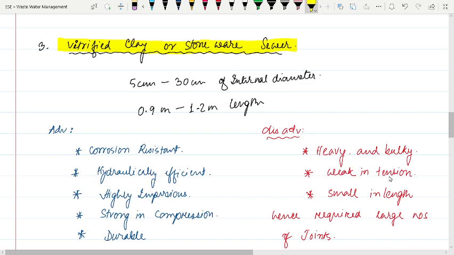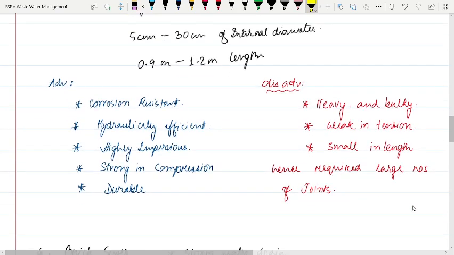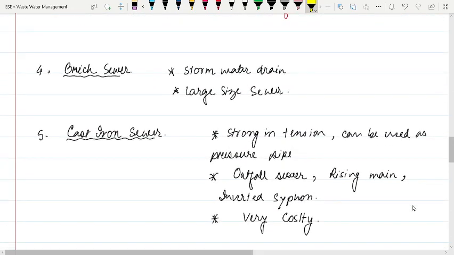These materials are weak in tension, that is why we cannot provide them in areas where there may be any kind of tension on the sewer line. They are small in length, because they are made of clay and stone, so we will not get longer pipes. And because they are so short, they require a large number of joints. Those are disadvantages.